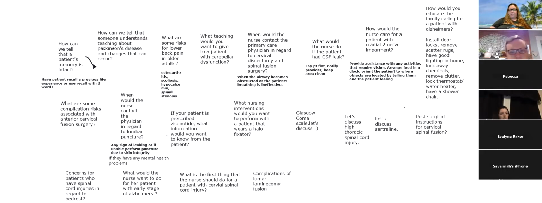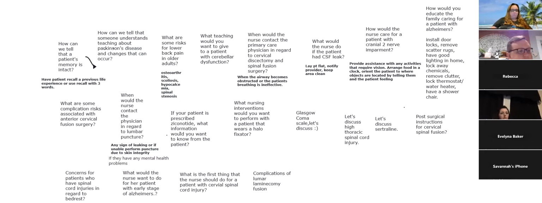Family caring for a patient. How do we educate the family caring for a patient with Alzheimer's? Install door locks, remove scatter rugs or the throw rugs, have good lighting in the home, lock away chemicals, remove clutter, lock thermostat, water heater, and have a shower chair. Okay, very good. That is really, really good.